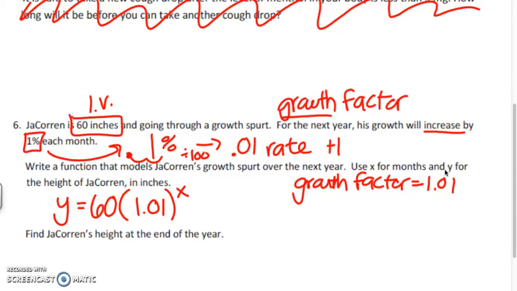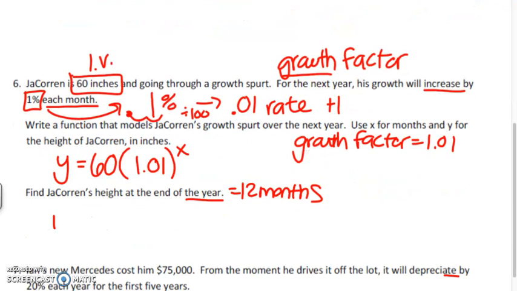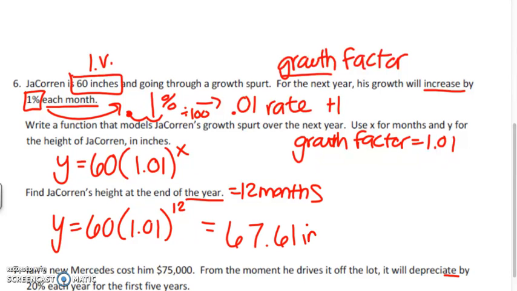And then find Jacorian's height at the end of the year. So we need to know that 1 year equals 12 months. And since it said he was growing each month, I'm going to use 12 instead of 1 year. So I would say y equals 60 times 1.01 and input 12 for 12 months. When you type that in, you would get 67.61 inches. So that is what he would be after 1 year or 12 months. Okay.